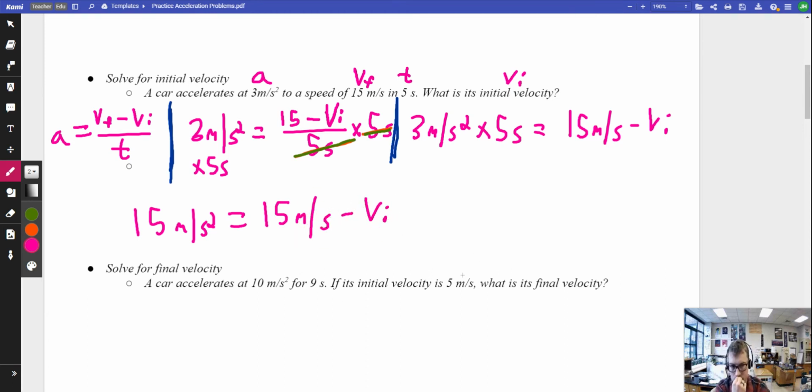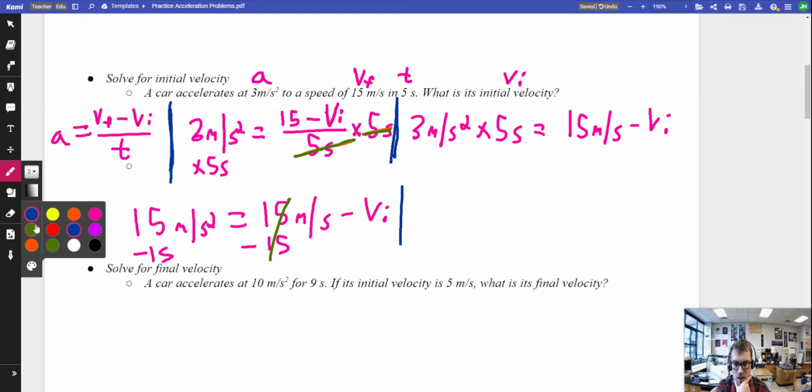All right. So what's our next step? Well, we need to get VI by itself. So we need to minus 15. These 15s are going to cancel out, and so we're left with 15 minus 15. Well, I think that you all can do that. What's 15 minus 15? That'd be 0 is equal to negative VI.